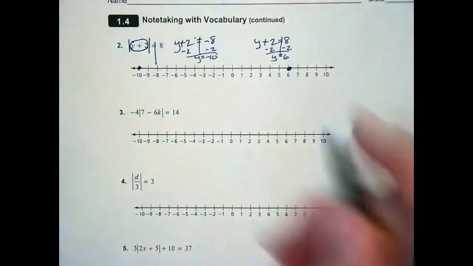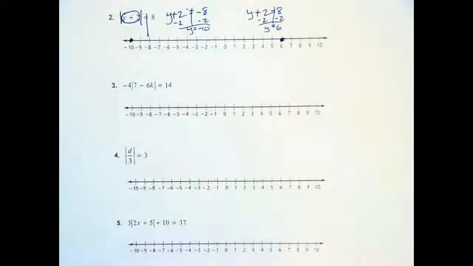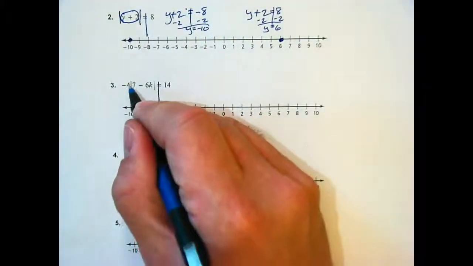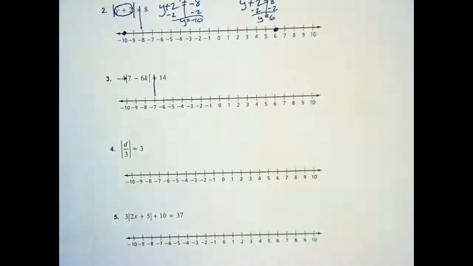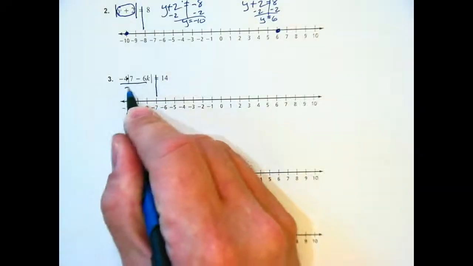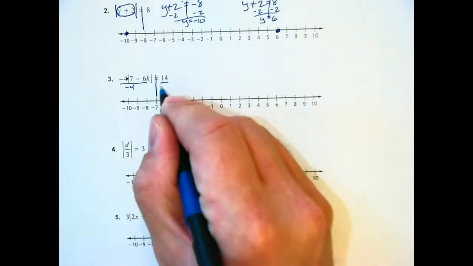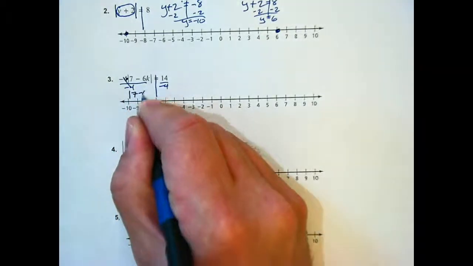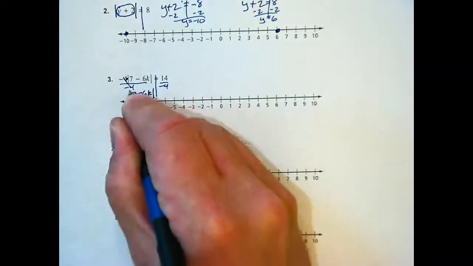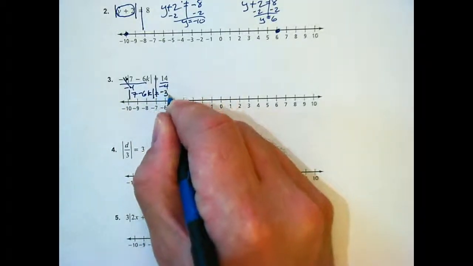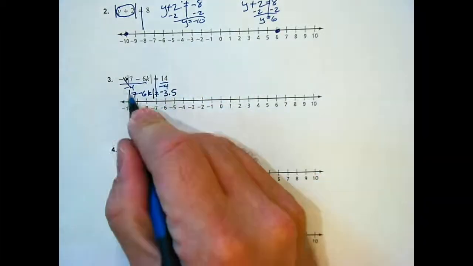Number 3, first step, is the absolute value alone? No. What do we need to get rid of, Mac? Negative 4. Negative 4 is out here. Okay? They're multiplying by negative 4, so to undo multiplication, you have to divide by that negative 4. And so what happens, these cancel, and then I have 7 minus 6k, and the absolute value of that. And then 14 divided by negative 4 is negative 3.5. My absolute value is alone now.